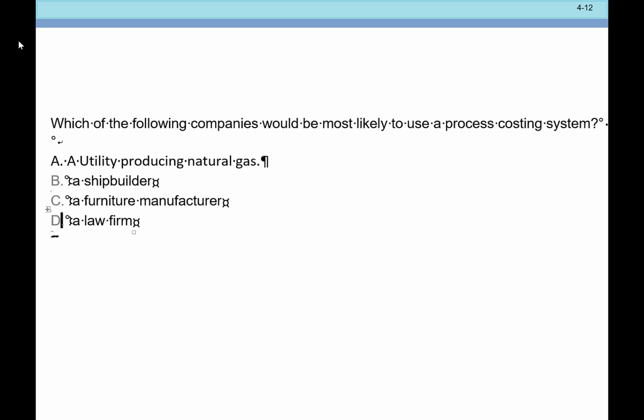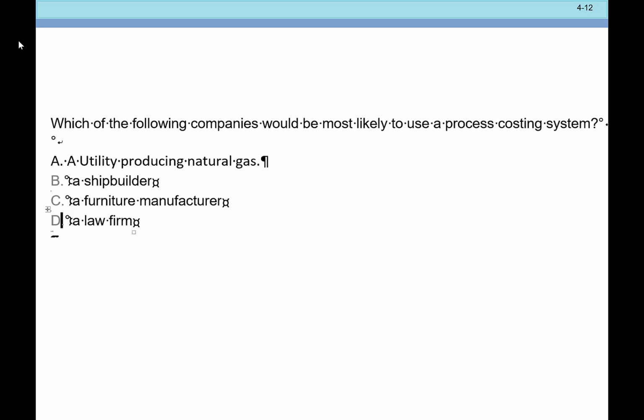Okay, good. Sorry for the weird formatting, I forgot to hide the reveal codes, I guess, on this. But which of the following companies would most likely use a process costing system? Okay, let's go from the bottom. How about a law firm? Every case is different, right? If we have a case for murder versus jaywalking, that's going to be a much different set of costs, right? So that's going to be unique.